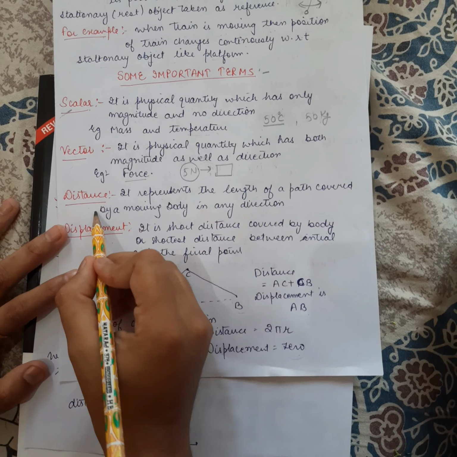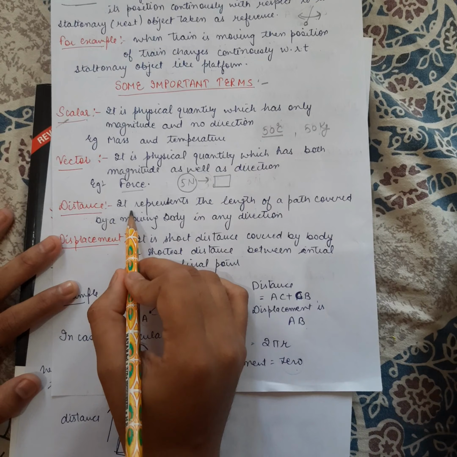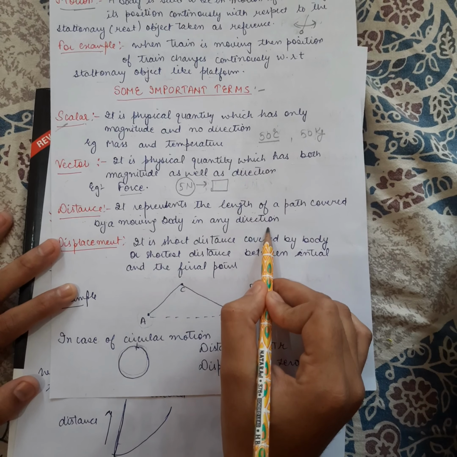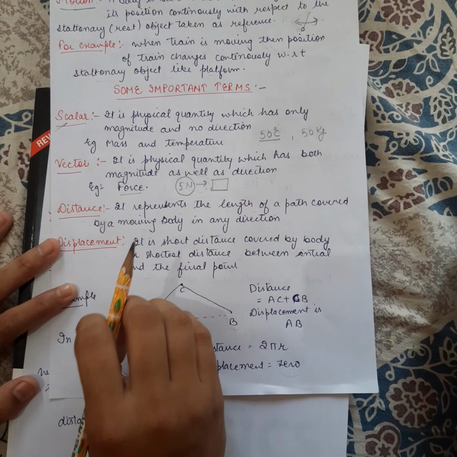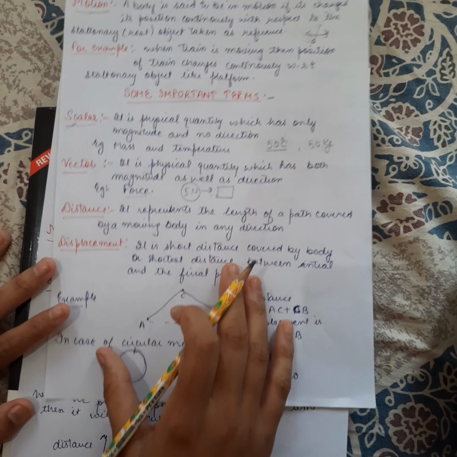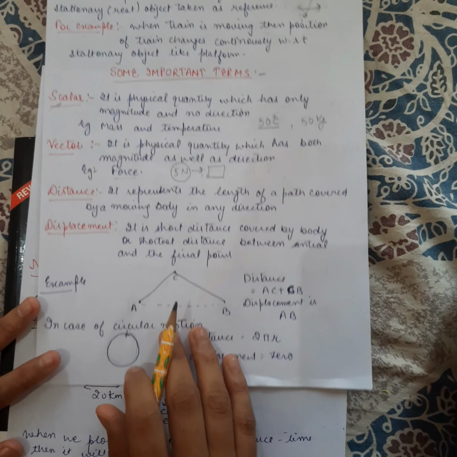Next term is distance. It represents the length of path covered by a moving body in all directions. Distance is the total length covered by a body, and displacement is the shortest distance covered by a body. It will be clear from this example.